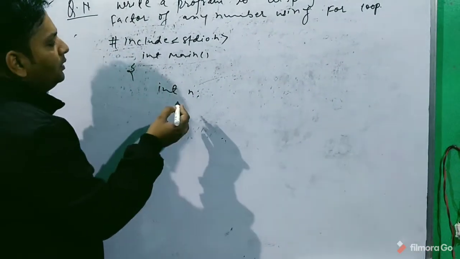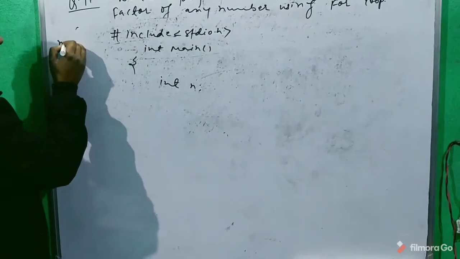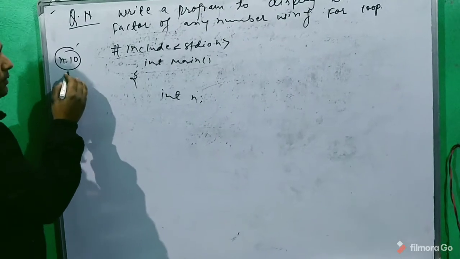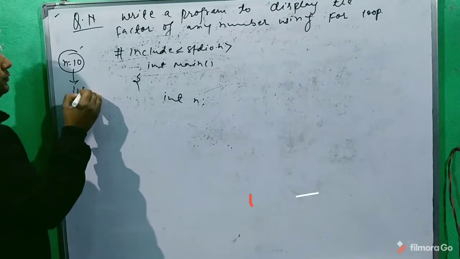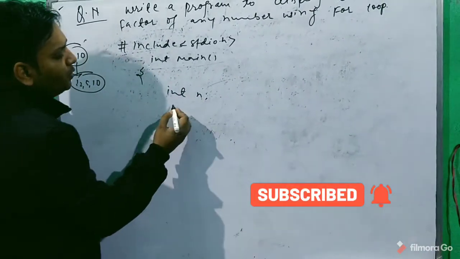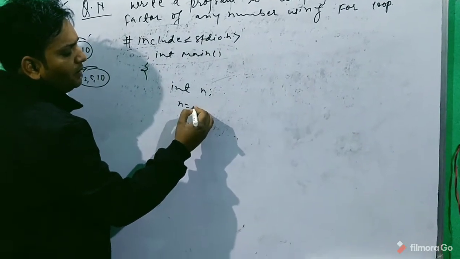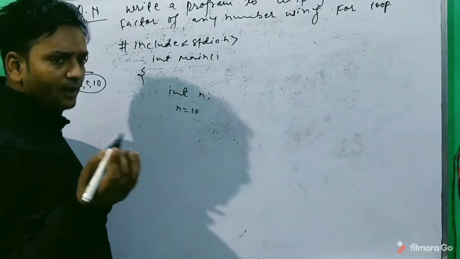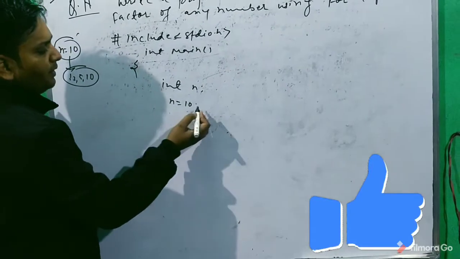First we have to calculate the factors of a number. Suppose I want the factors of 10. 10 is divisible by 1, 2, 5, 10. So how to calculate this? We can give the direct value, declaring n as any number, or else you can use scanf. I'll show you scanf also.